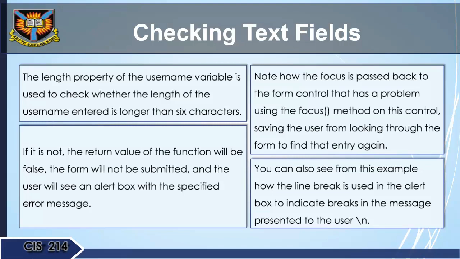Note how the focus is passed back to the form control that has a problem using the focus method on this control, saving the user from looking through the form to find that entry again. You can also see from this example how the line break \n is used in the alert box to indicate breaks in the message presented to the user.